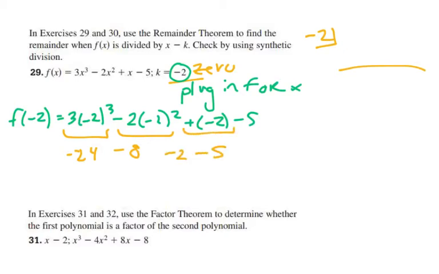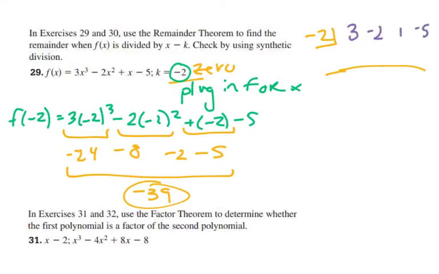Wow, that's a lot of negatives. And so altogether, negative 24 minus 8 minus 2 minus 5 makes negative 39. And so that's our remainder. So if we double check with synthetic division, we're not missing any powers. So it's just a 3, negative 2, 1, and negative 5.